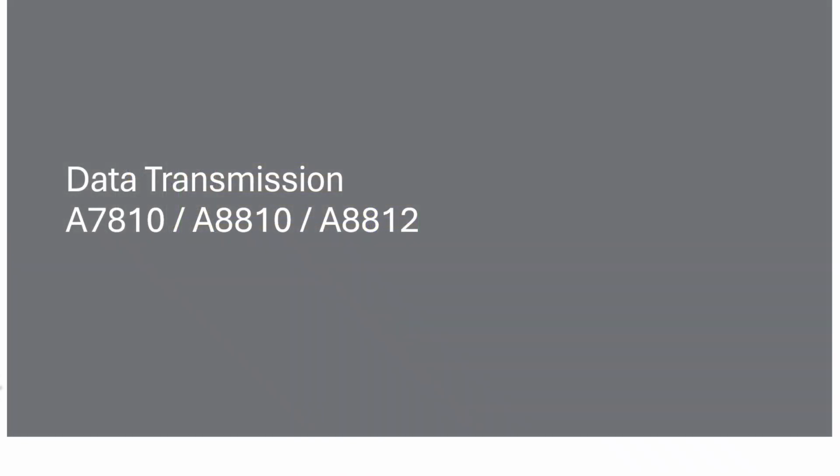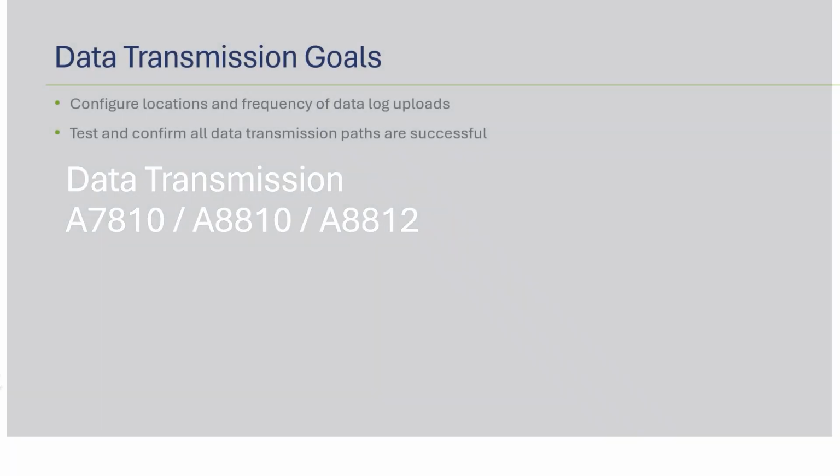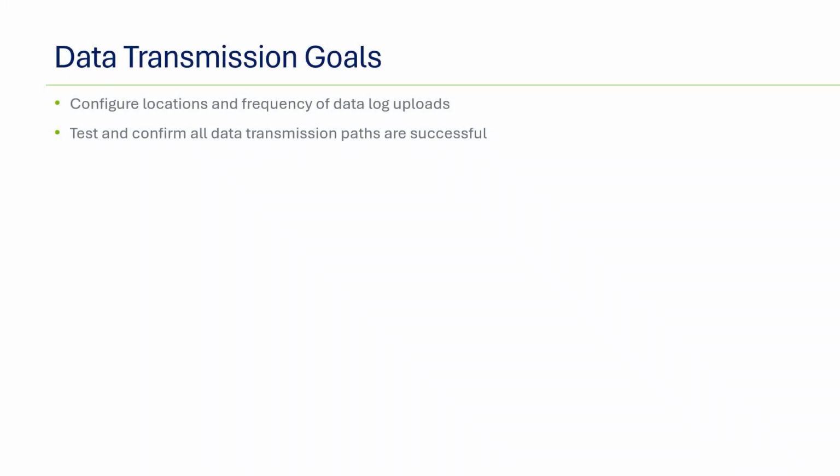In this section, we'll review the data transmission settings in the system that allow the EMH to push data to external systems. There are two primary data transmission goals. 1. Configure the upload channels and frequency of data log uploads. 2. Test and confirm that all active data transmission paths are successfully uploading data.